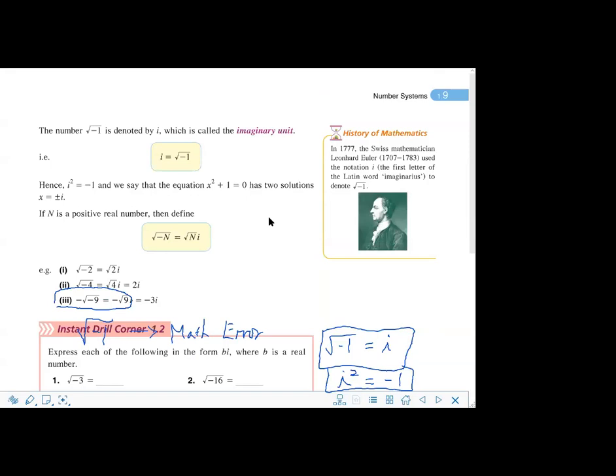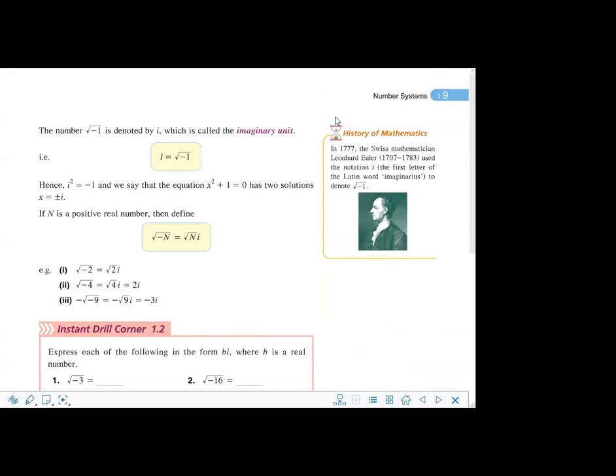This is the basic definition. Let me clear the board first. And then sometimes we will have square root of a negative number, but the negative number is not -1. It is -n. Then we will do it like this.